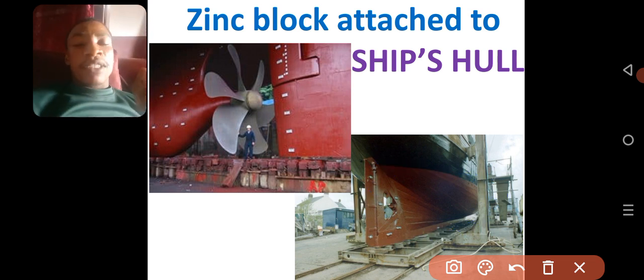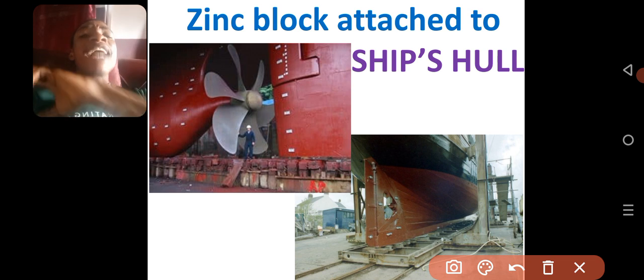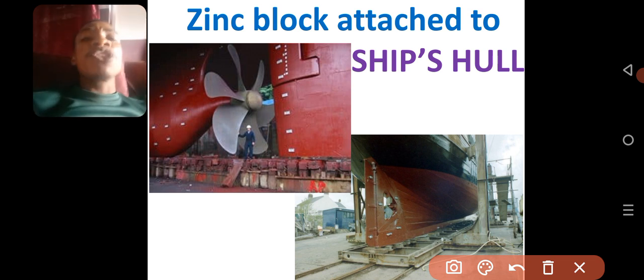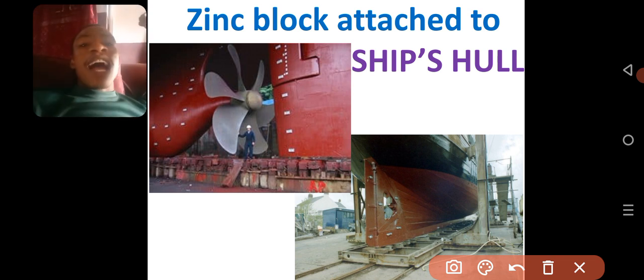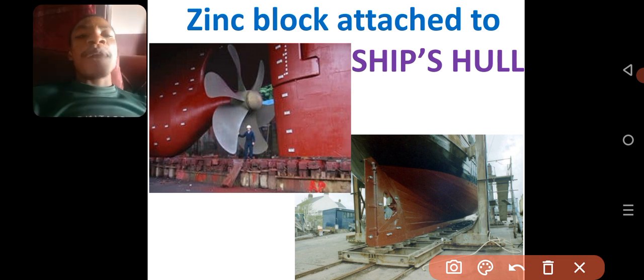Now this ship's hull is having direct contact with water, and we know that oxygen is also dissolved in water. That's a sufficient condition for corrosion to take place, and extra care must be taken, because if the ship's hull begins to corrode, that means water will have access into the ship, and you know what happens when water enters the ship: it is going to sink, and when a ship sinks, people die, and that is not a good advantage for using a ship as a means of transportation.